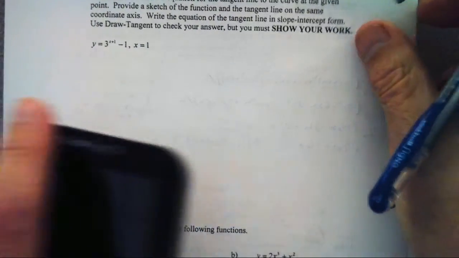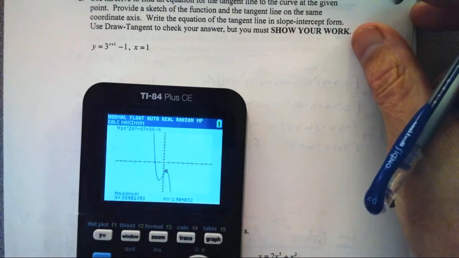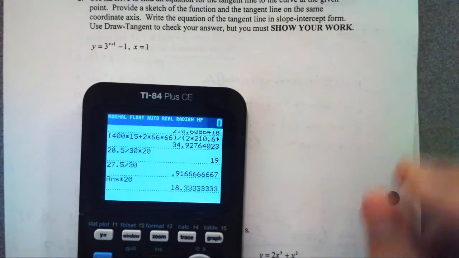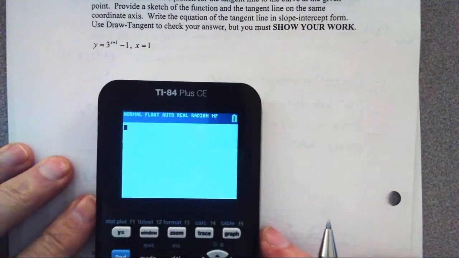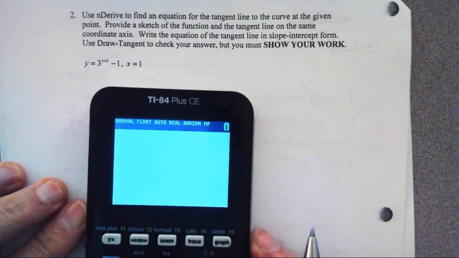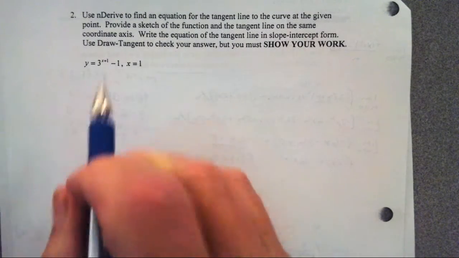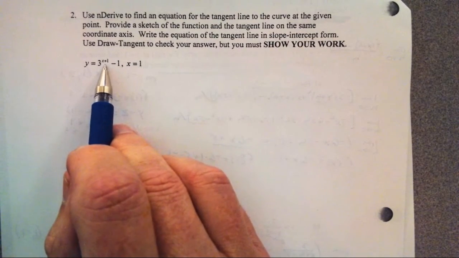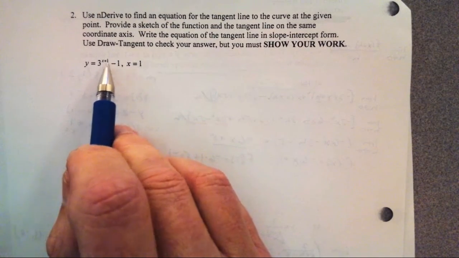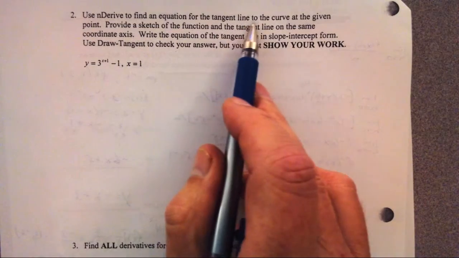Page 2. Use Derive on our calculator. All right, let's clear this out and quit here for a second. Use Derive to find an equation for the tangent line to the curve at the given point. So I've got this function. We don't have a shortcut derivative method for this yet, so we're going to find an equation for the tangent line.